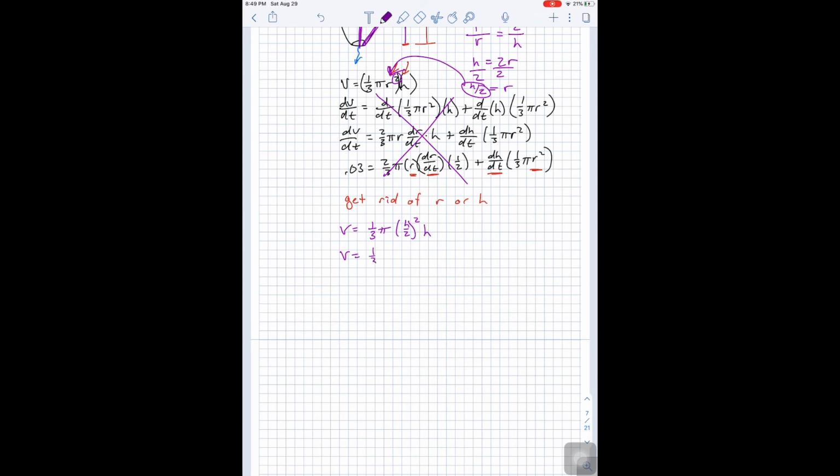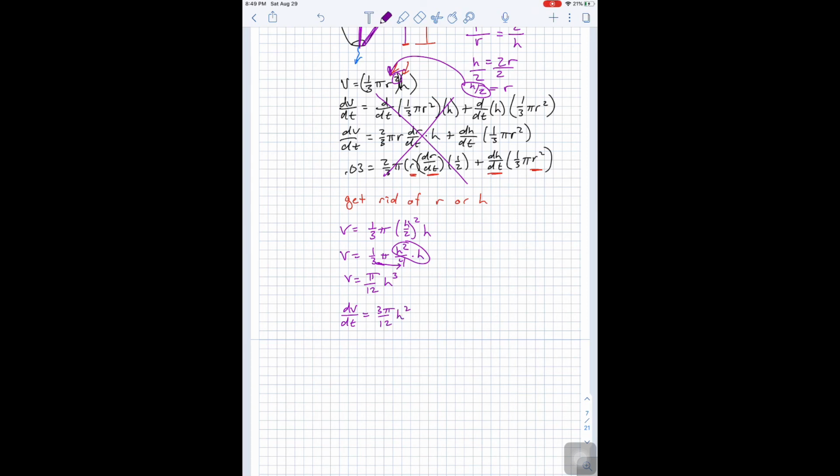And let's simplify this a little bit before we do the derivative. This is h squared over 4 times h, and I'm going to multiply this 4 and the 3 together. So this is pi over 12, and then you've got h cubed. All right, now what's cool about this is not only did we get rid of the r, but we also got rid of the product rule. So now the derivative is a little bit easier.